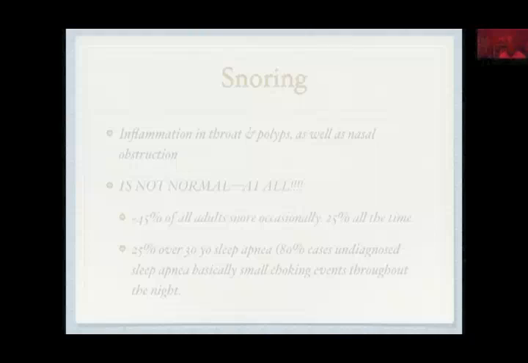So 45% of all adults snore occasionally, 25% all the time. 25% of over 30-year-olds have sleep apnea, and 80% of those cases are undiagnosed. Sleep apnea is basically you have little mini choking events throughout the night.